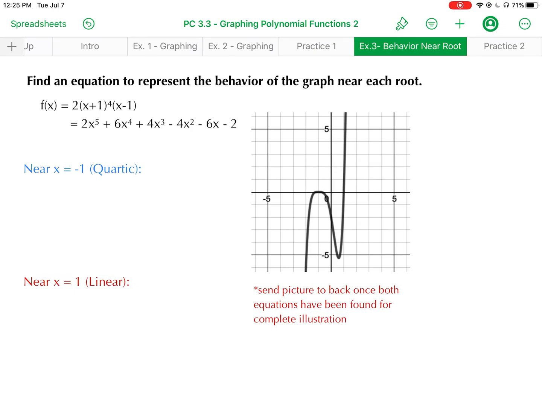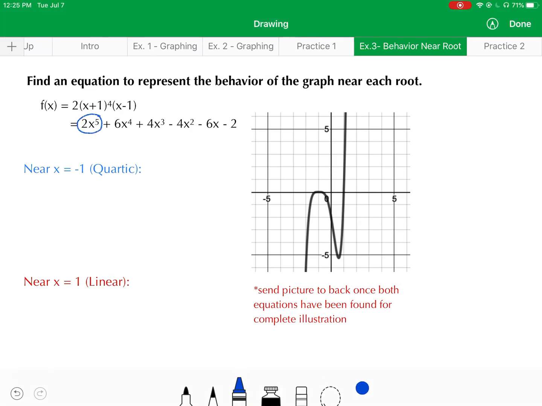So in this example, we have the function f of x equals 2 times the quantity x plus 1 to the fourth times the quantity x minus 1. I've also given it in its expanded form as well, so you can see that the leading term there is y equals 2x to the fifth, okay? I have the graph over on the right-hand side of this function already, okay?